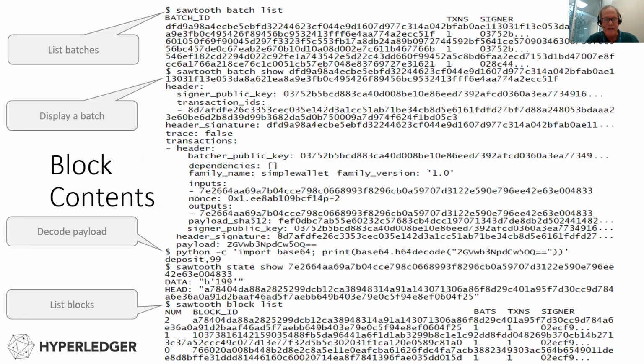Then finally, I list the blocks there. There's 3 blocks there. The 0 block at the very bottom is the Genesis block created when you first initialize and create the blockchain, and the other 2 blocks are those 2 transactions we did.